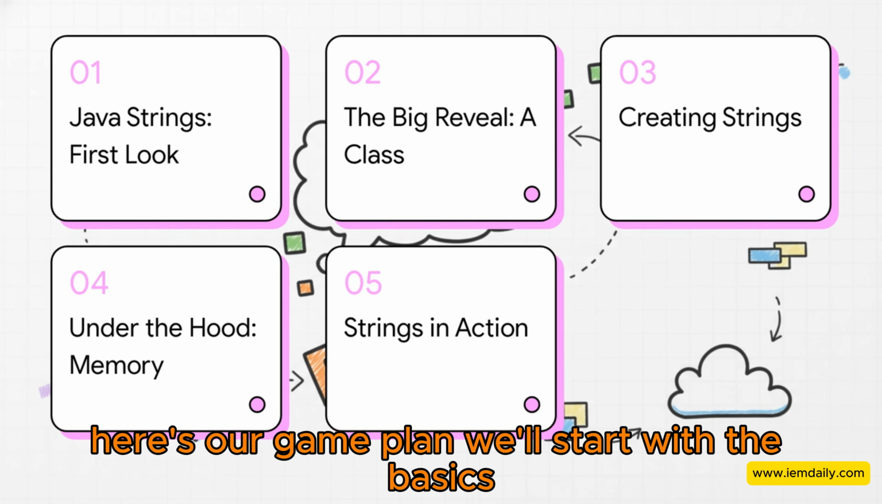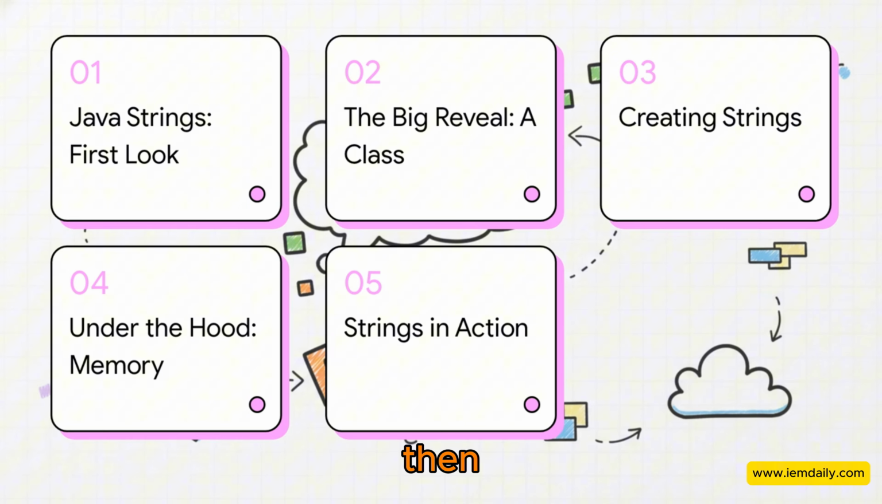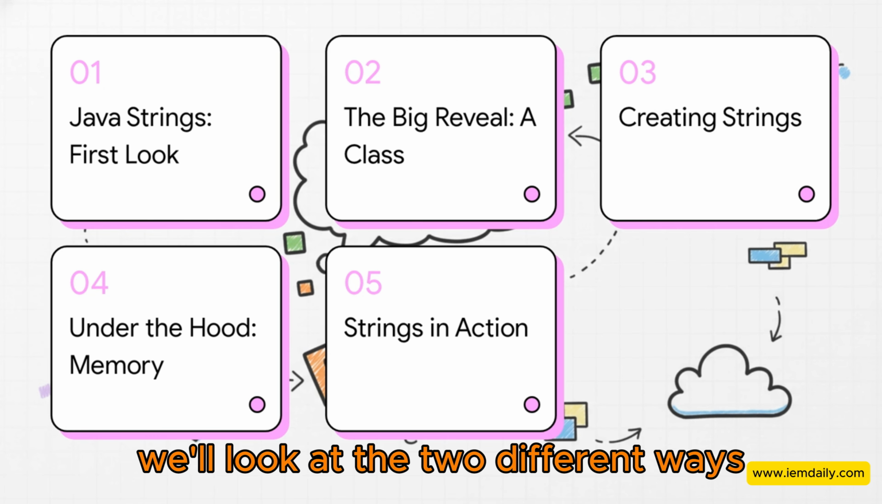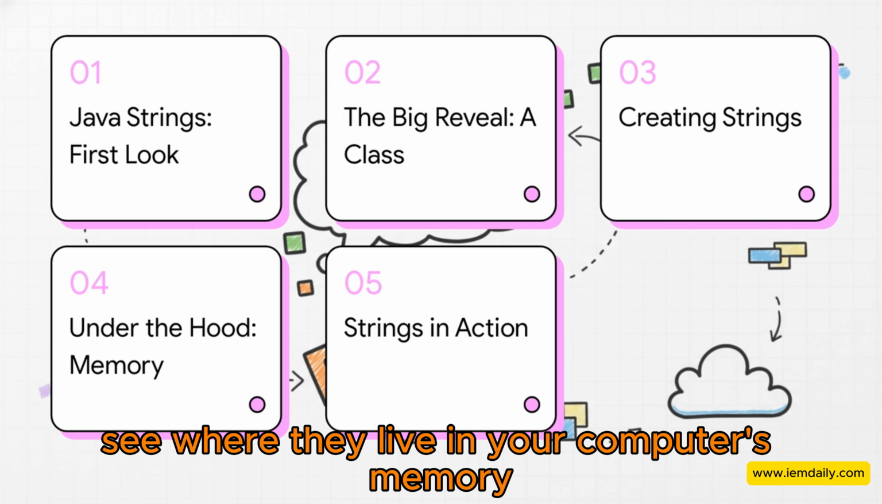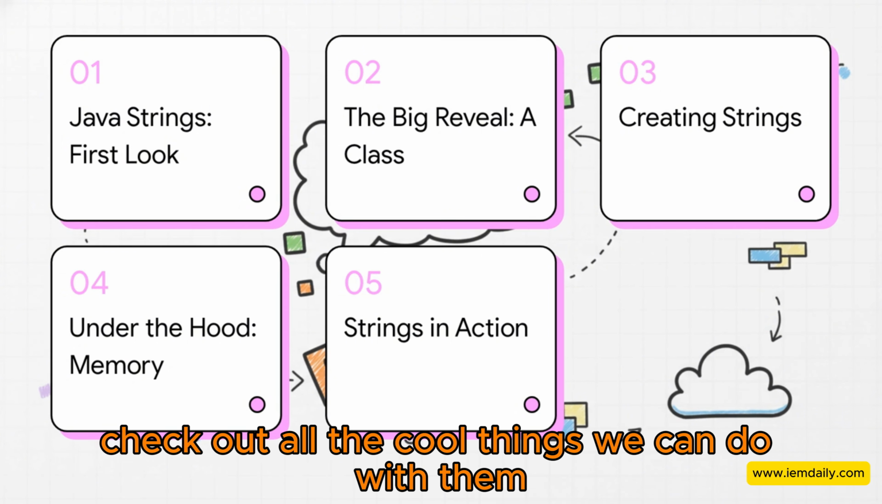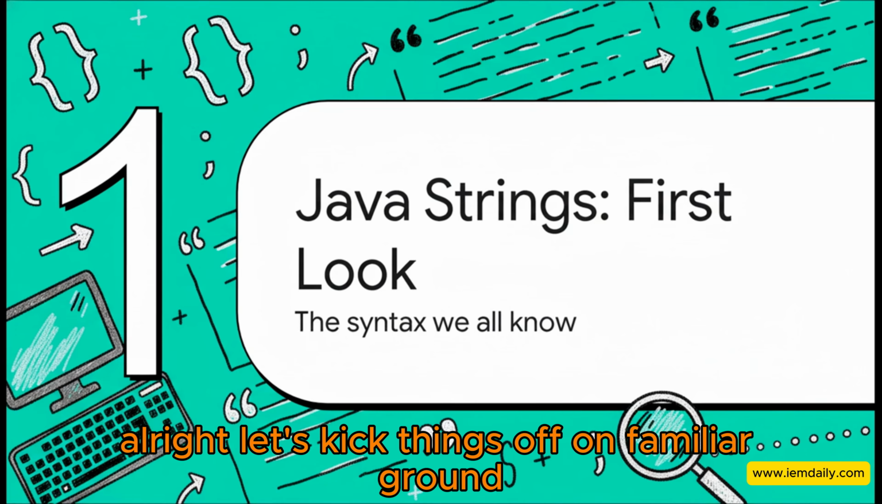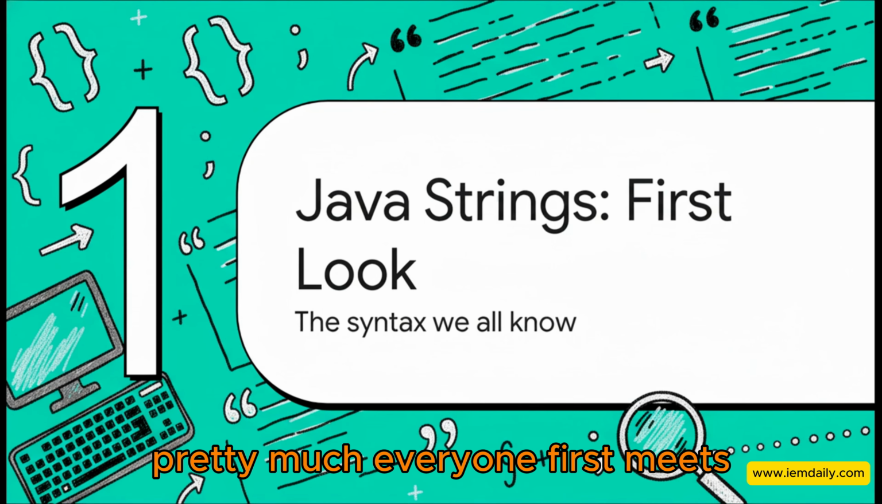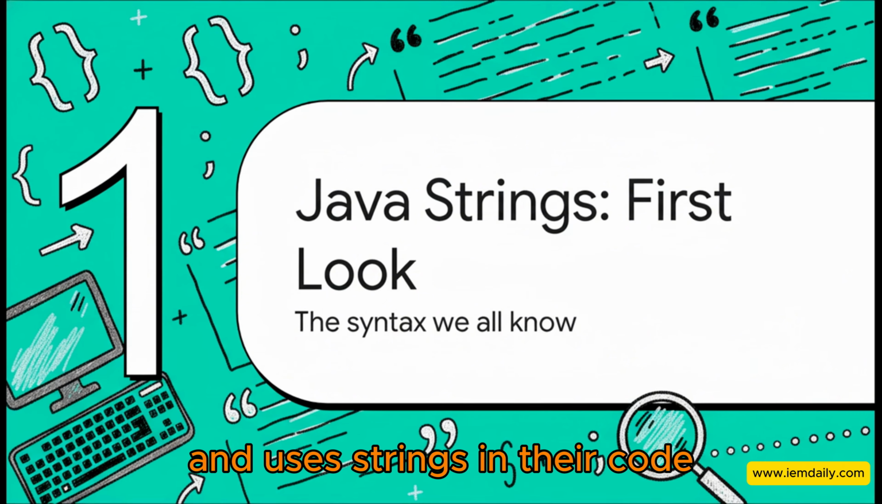Here's our game plan. We'll start with the basics, then get to the big reveal about what a string actually is. We'll look at the two different ways you can create them, see where they live in your computer's memory, and finally, check out all the cool things we can do with them. All right, let's kick things off on familiar ground. We're going to look at the way pretty much everyone first meets and uses strings in their code.